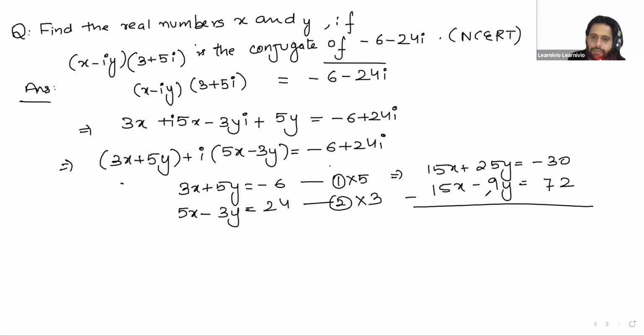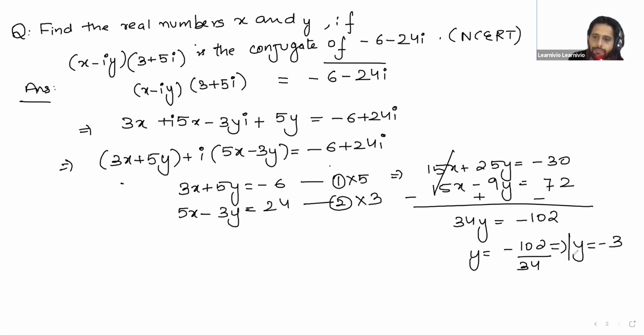Now subtract this. This will cancel out. This will become 34y, and this will give you minus minus plus, so this will give you minus 102. Yusra, very good. This is the correct answer. y = -102/34, so you will get y = -3. So is this clear?